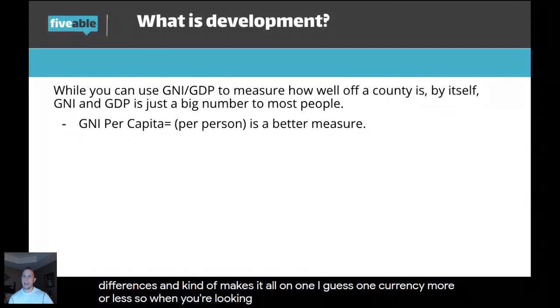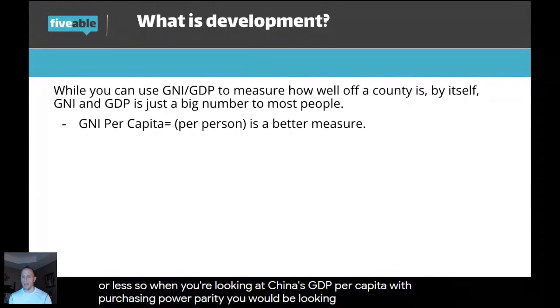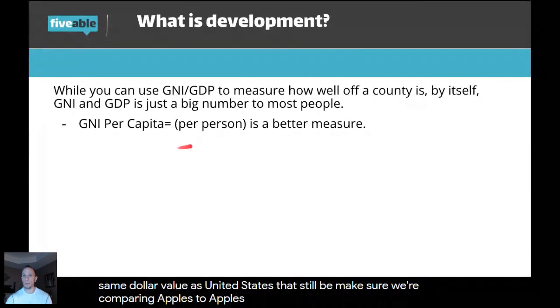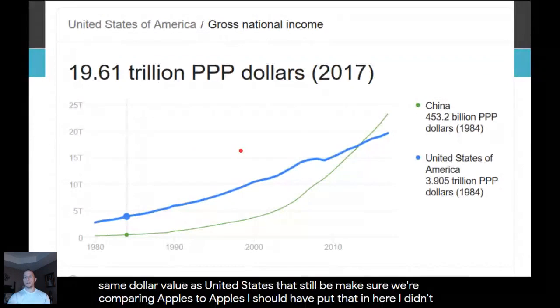So when you're looking at China's GDP per capita with purchasing power parity, you would be looking at it in terms of the same dollar value as the United States. That's so we make sure we're comparing apples to apples. I should have put that in here. I didn't. There it is right there.